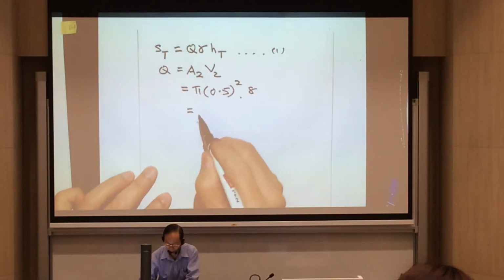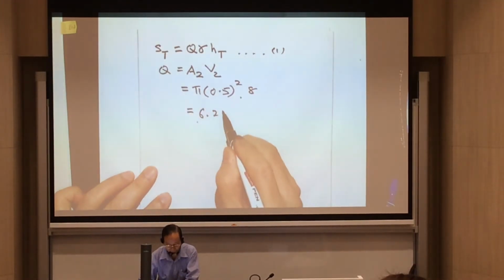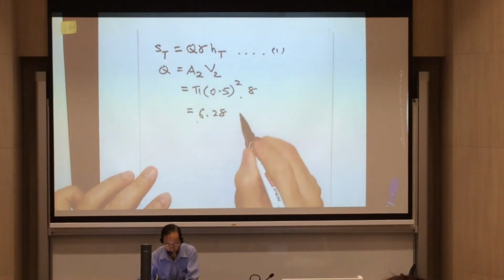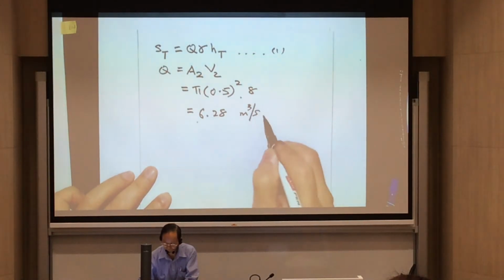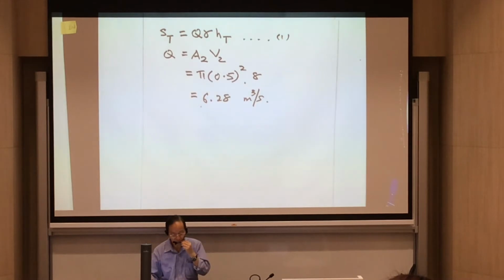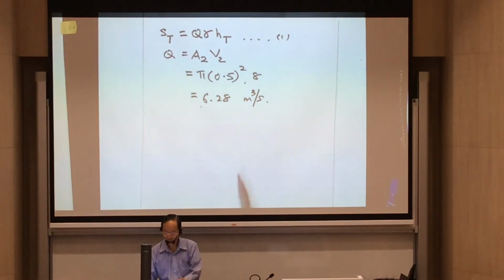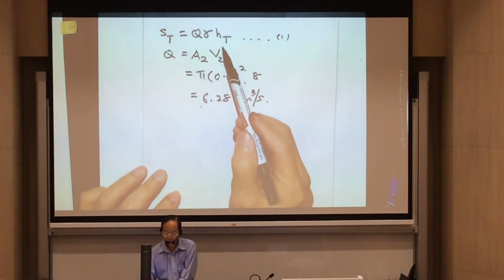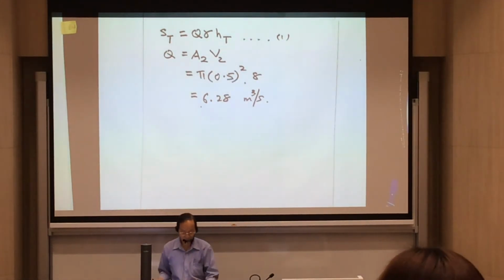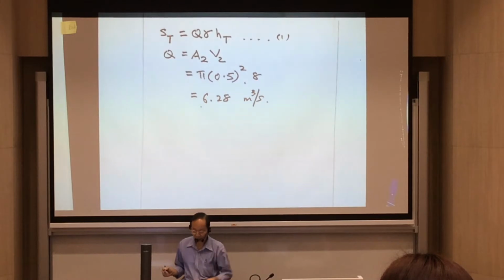So we get a Q of 6.28 meter cube per second. Okay. So next, what do we do now? We have to calculate the turbine power. So you have a Q, but do you know your HT or not? So we must find your HT, the turbine head.